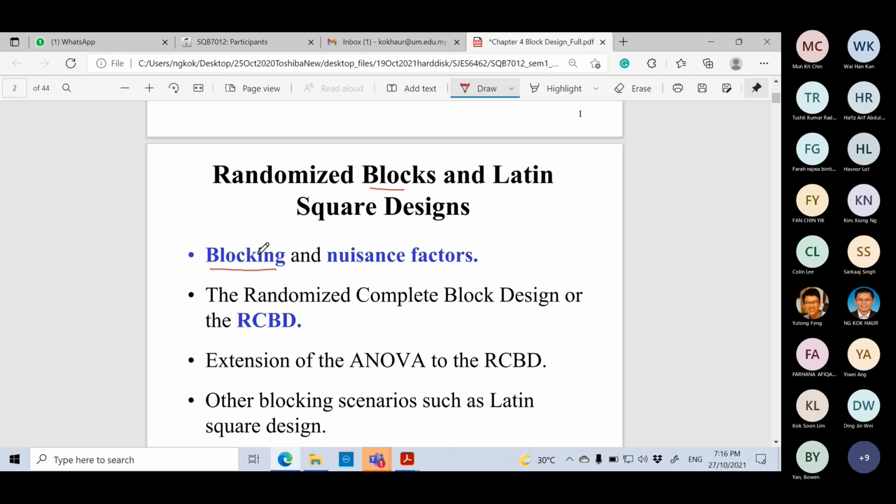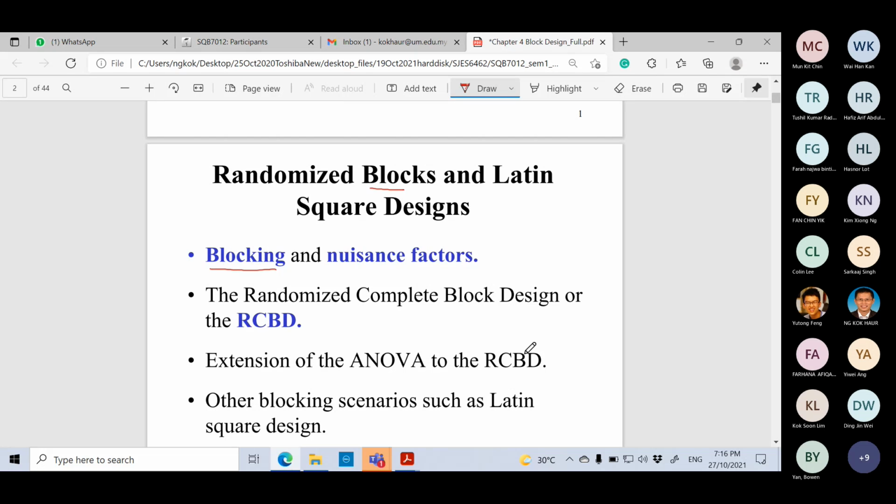And then of course with blocking you can have a single nuisance factor, you can have two nuisance factors, and so on. These two are examples of how you deal with nuisance factors. The design is called the randomized complete block design. It's actually an extension of the ANOVA, plus one more component. So you also will recall what you have studied before.